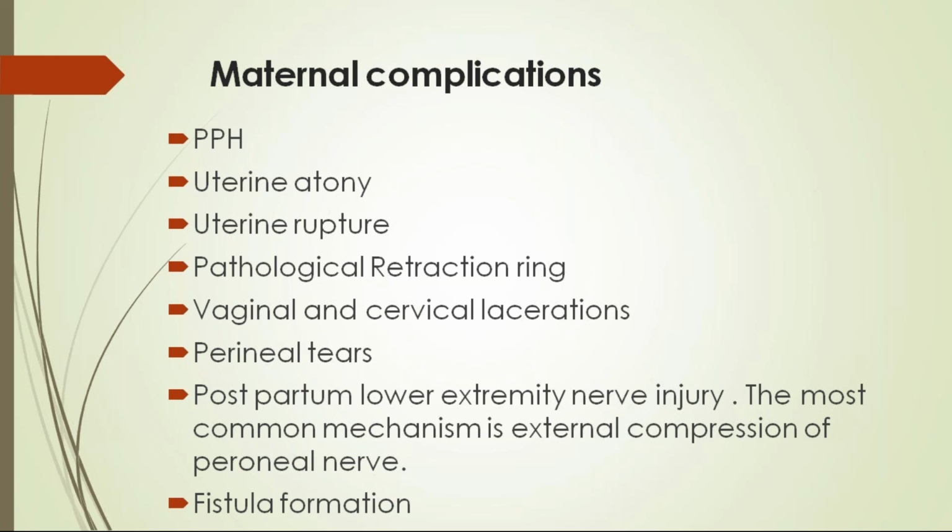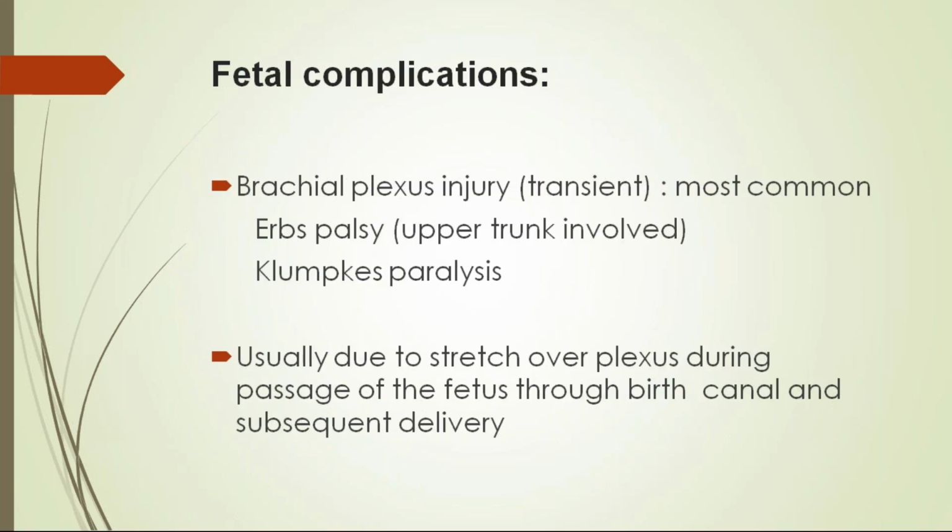The most common mechanism is external compression of the peroneal nerve, and fistula formation. Due to prolonged compression, blood supply will be impaired, leading to fistula formation. Coming to fetal complications, brachial plexus injury; these are transient. The baby will eventually recover. Most common is Erb's palsy and the other one is Klumpke's paralysis, usually due to stretching of the plexus during passage of the fetus through the birth canal and subsequent delivery.